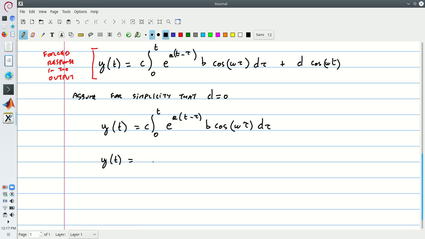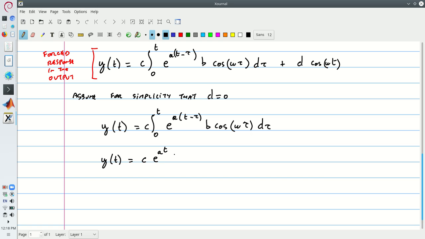So we can write that this is given by c. We can take the exponential of at, this part here, out of the integral because it does not depend on tau. Our integration variable is tau, so everything that does not depend on tau is a constant with respect to tau, and so we can take it out. It doesn't matter that exponential of a of t is a function of t as one of the extremes of the integral. Exponential of at does not depend on tau, so it gets out.